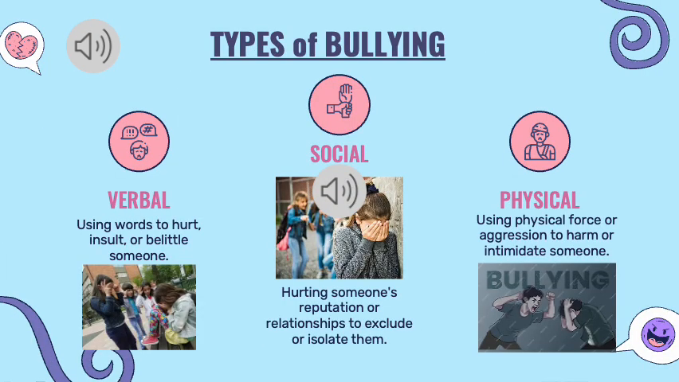On this slide, you're going to learn about the different types of bullying. We'll start with verbal bullying, which is using words to hurt, insult, or belittle someone. And then we go into social bullying, which is hurting someone's reputation or relationships to exclude or isolate them, followed by physical bullying, which is using physical force or aggression to harm or intimidate someone.